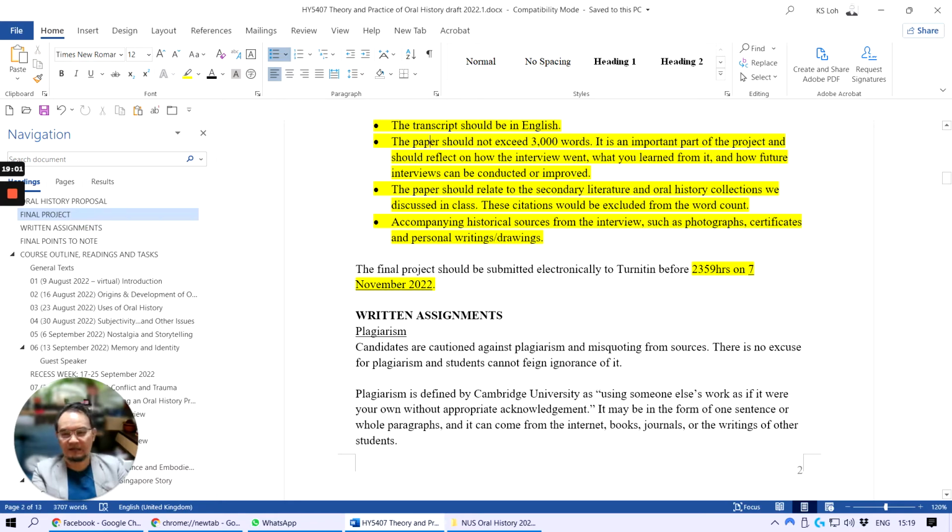And I always like this part of oral history, and that is that if the interviewee during the interview says, okay, I have a photograph or I have a letter, that I talked about earlier on.